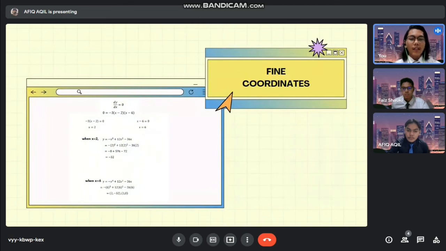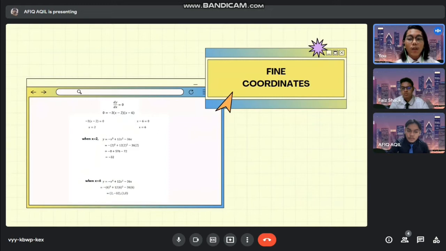So next one is find coordinates. For B, the question is to find the stationary points. So the formula is dy/dx equals 0, so 0 equals negative 3 multiplied by (x minus 2) multiplied by (x minus 6). So we get x minus 2 equals 0, and x equals 2. For the other one, x minus 6 equals 0, and we get x equals 6.